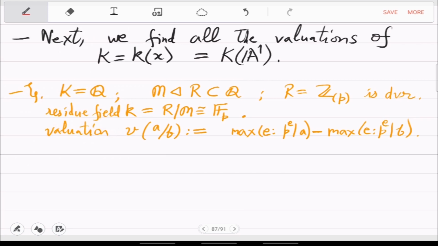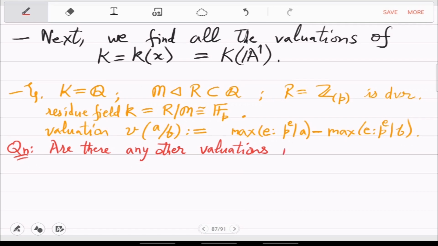Are there any other options? What do you think? Is there any other way to define this metric V on rationals? As an exercise, show that these are the only valuations. For rational numbers, there are no other valuations possible, so they are tightly related to prime numbers.